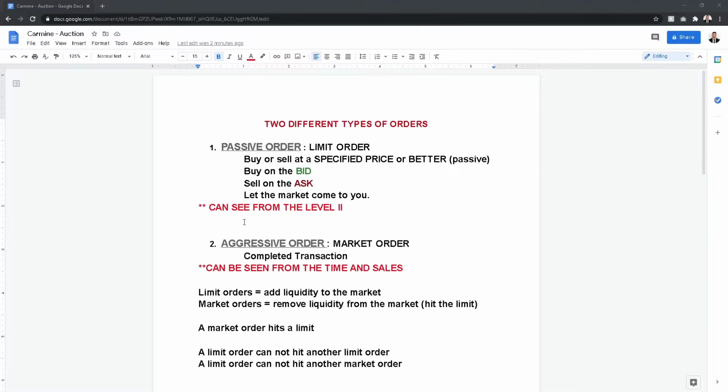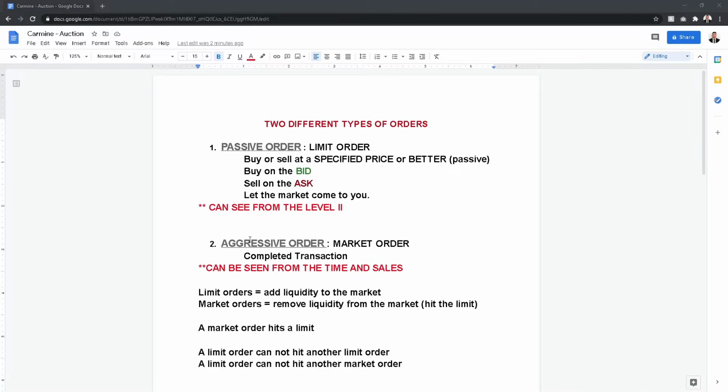Now, the aggressive order is a market order. This is a different participant. A market order will be seen from the time and sales, and that is a completed transaction. So everything that we see on the time and sales is a completed sale, a completed transaction on the market from a market order hitting a passive limit order sitting on the level 2.